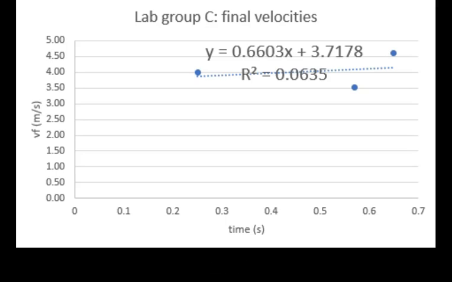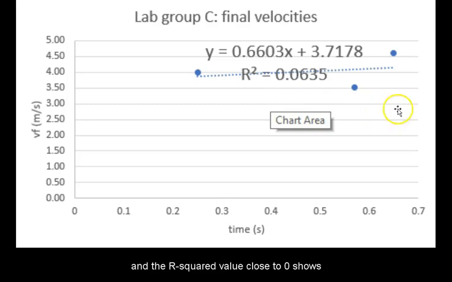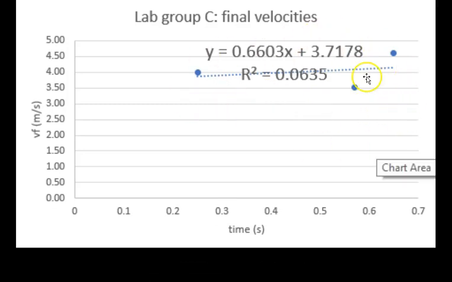Their graph is unreliable because it is inaccurate for slope, intercept, and the R-squared value close to zero shows that the data is completely inconsistent.